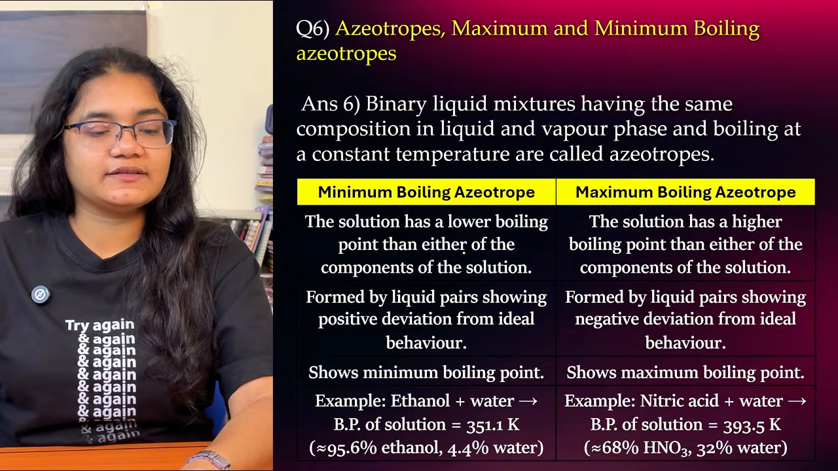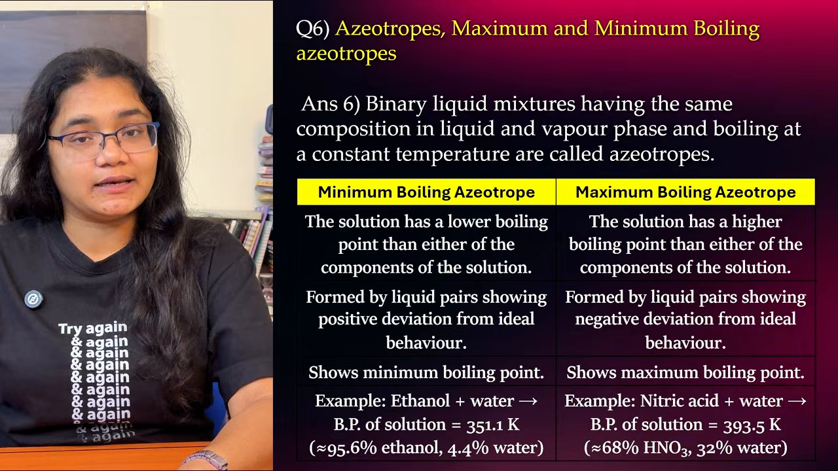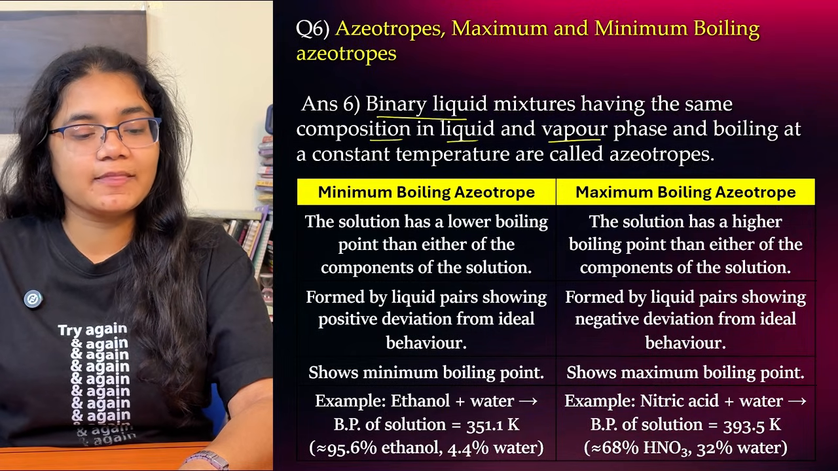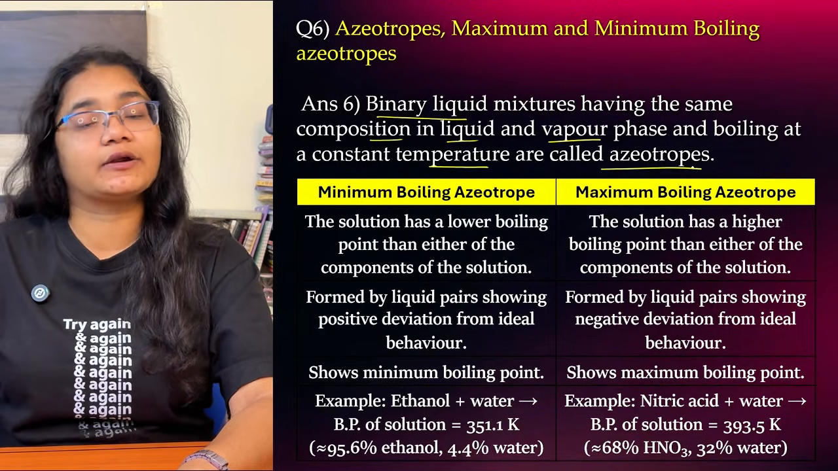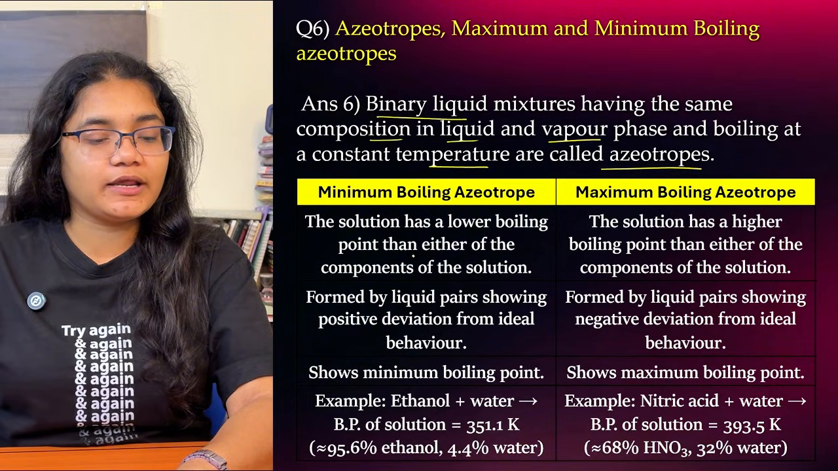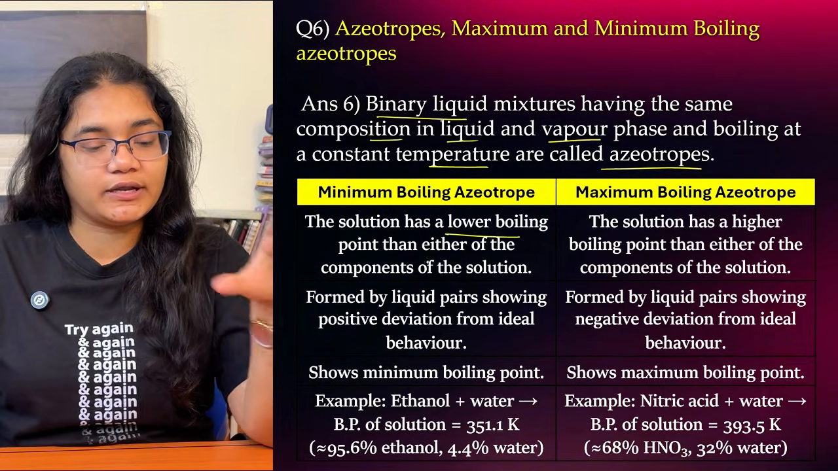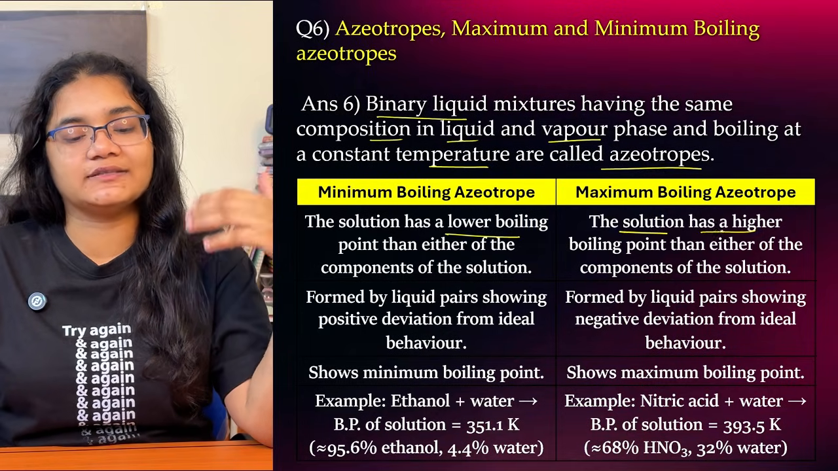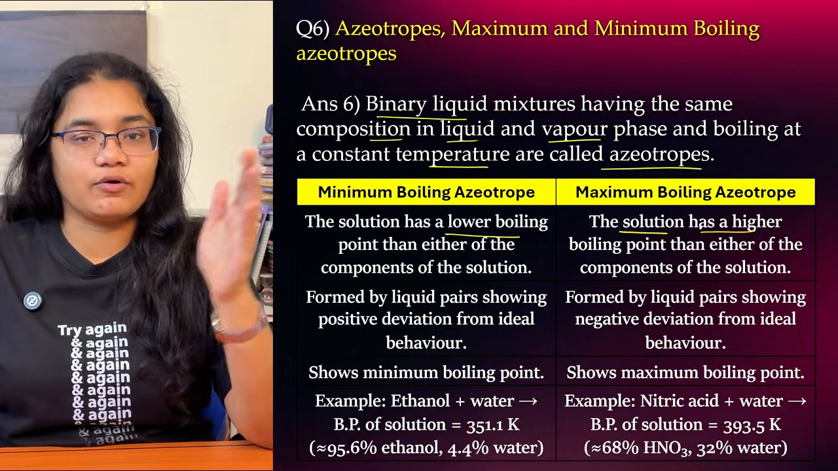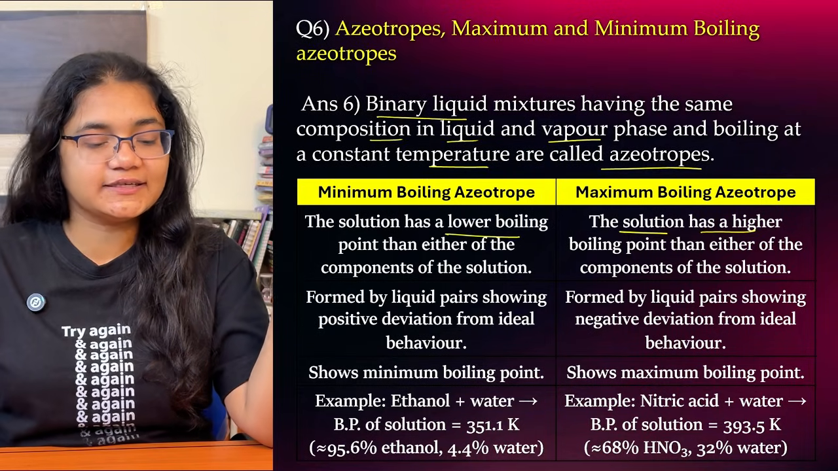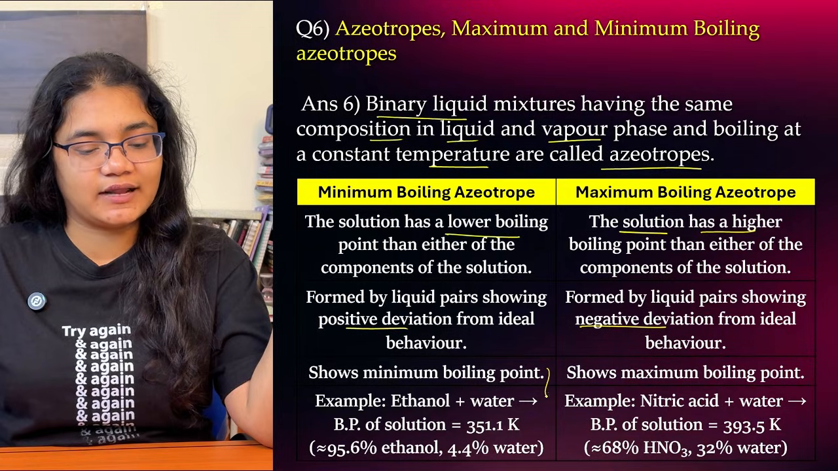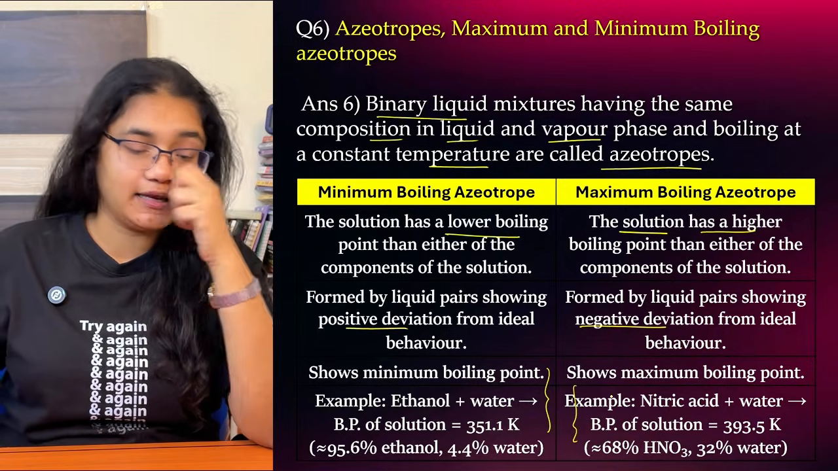Next important thing is about azeotropes and what are maximum and minimum boiling azeotropes. Azeotropes are binary liquid mixtures having the same composition in the liquid and vapor phase, and they boil at a constant temperature. Minimum boiling azeotrope: the solution has a lower boiling point than either of the components. Maximum boiling azeotrope: the solution has a higher boiling point than either of the components. Minimum boiling is shown by positive deviation. Maximum boiling is shown by negative deviation, and this is an example which is very, very important.